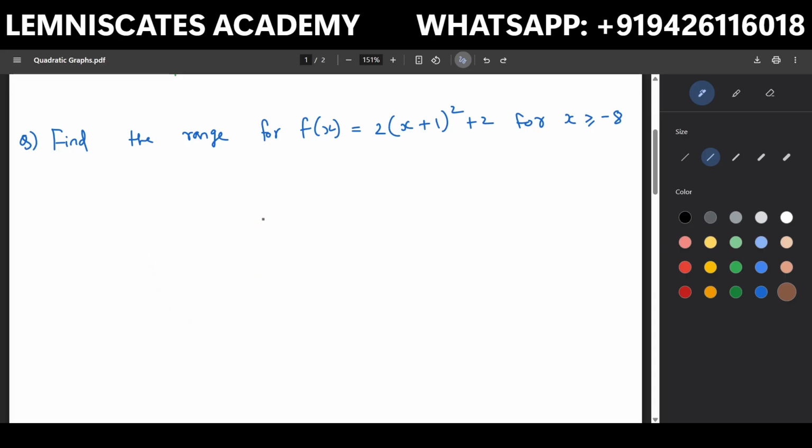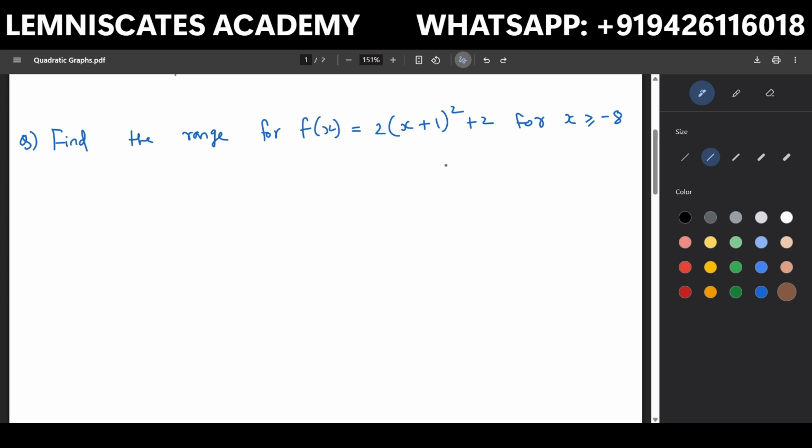The second thing is the y-intercept. No, it's not this 2. Okay, how do you find the y-intercept? Put your x equal to 0. Okay, so 2 times 1 squared is 2. 2 plus 2 is 4. So the y-intercept is equal to 4. Okay, it's a U-shaped parabola with the y-intercept being at 4.